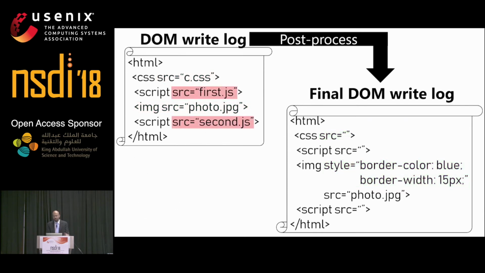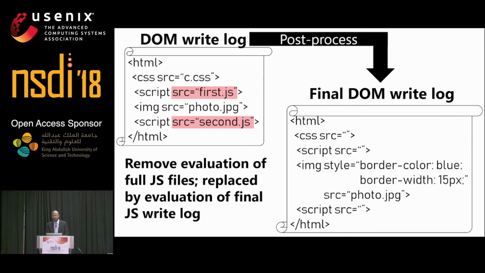So now let's take a look at the script tags in the original DOM log, as shown by the red boxes on the left. So Prophecy is going to remove evaluation of the full JavaScript files and replace that evaluation with the evaluation of the final write log that I showed you before. So now if we look on the right-hand side of the slide, we'll see that the final DOM write log has empty source attributes for the script tag, because we don't need to fetch those things anymore.